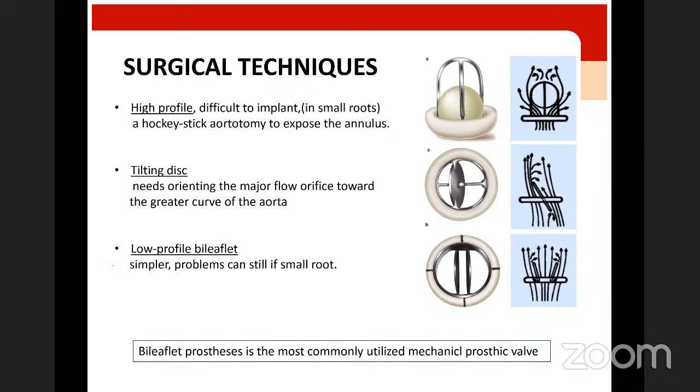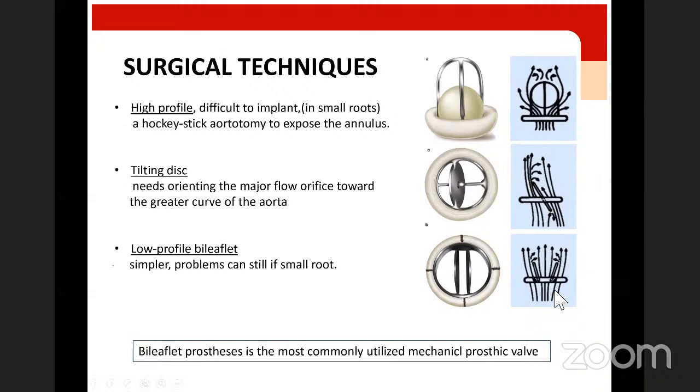So historically, an aortic valve with a higher profile, meaning the height of the structure, could be difficult to implant, particularly in a small aortic root. This is the ball in a cage valve, which has the highest profile, but nowadays it is almost non-existent. In cases of replacement with a high profile valve, a hockey stick aortotomy is used to unroll the aorta and expose the annulus. If a tilting disc is utilized, the major flow orifice needs to be oriented towards the greater curvature. This is the tilting disc. It has two orifice areas. This is the major one and this is the minor one. The major one should be oriented towards the greater curvature of the aorta, but this is also, I think, non-existent anymore.